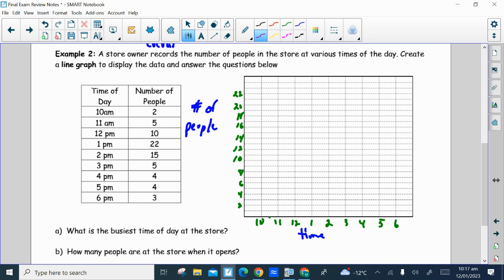And then because we're doing a line graph, we put a point for each piece of data. At 10 a.m., there were 2 people in the store, so I'll put 1 point at the point 10, comma 2. At 11 a.m., there were 5 people in the store. At 12 p.m., there were 10 people in the store. At 1 p.m., we're up to 22 people in the store. At 2 p.m., down to 15.